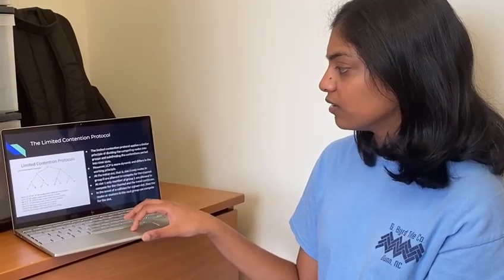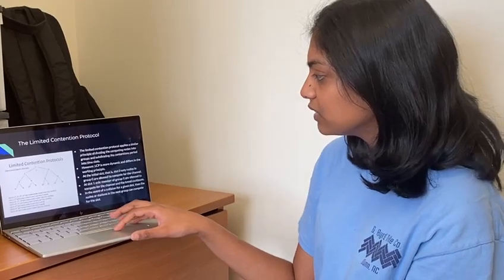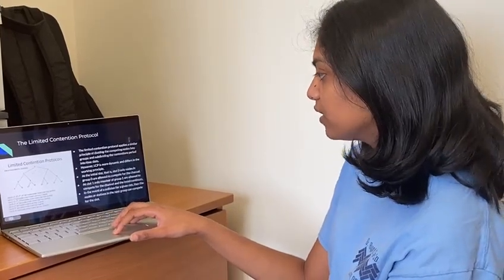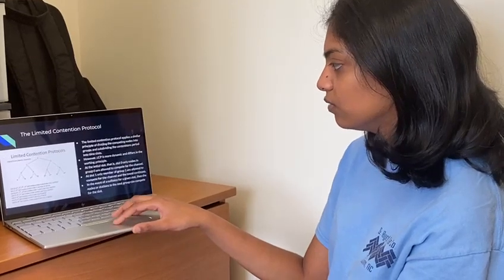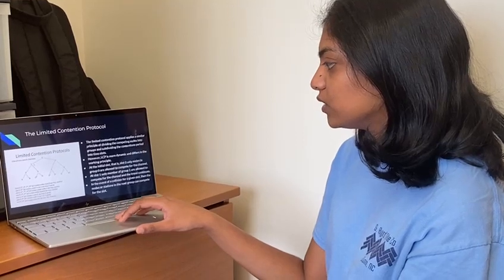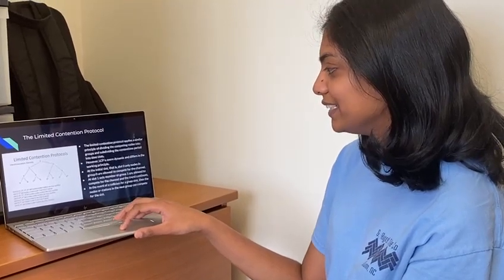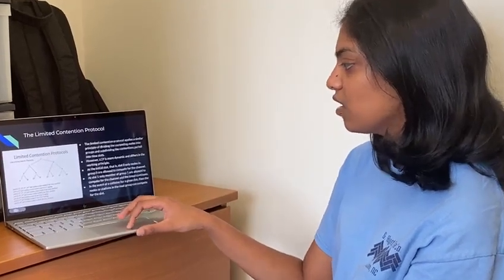So for slot 0, based on this picture right here, we can see that C, E, F, and H, all nodes under node 0, can try. And for slot 1, all nodes under node 1 can try, and so on.